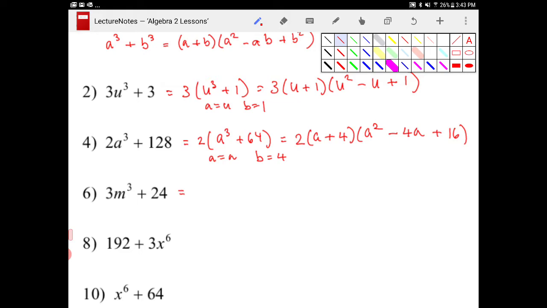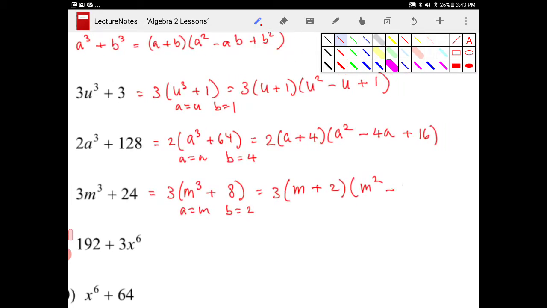I immediately see there's a common factor of 3, so this will be 3 times m cubed plus 8. a is equal to m, b is equal to 2. So this is 3 times m plus 2 times m squared minus 2m plus 4.